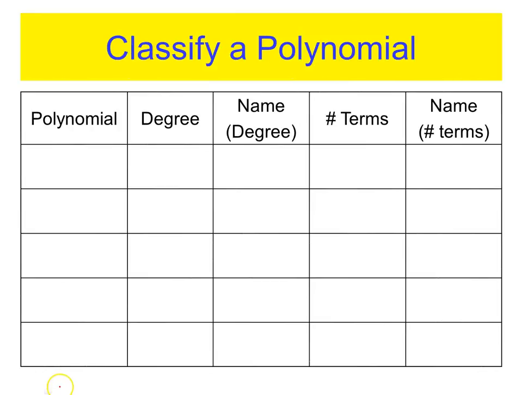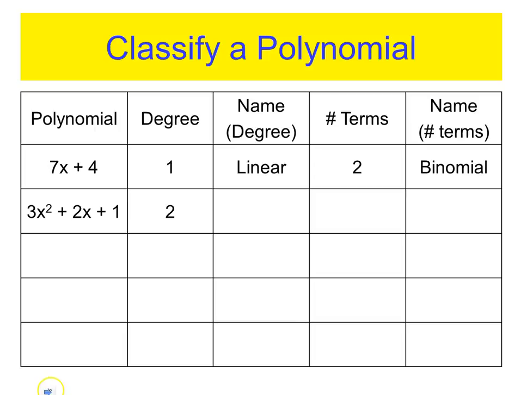Now let's do some terminology. Let's describe some polynomials in terms of their degree and number of terms. This is a first degree polynomial, so it's a linear. There's 2 terms, so we call those binomials. 3x squared plus 2x plus 1 is a second degree. We call a second degree a quadratic. There are 3 terms, so it's a trinomial.